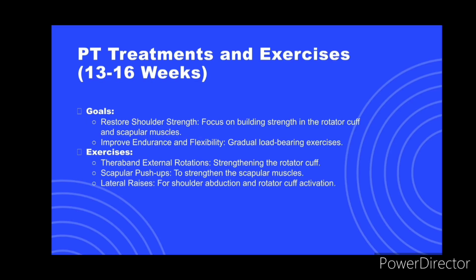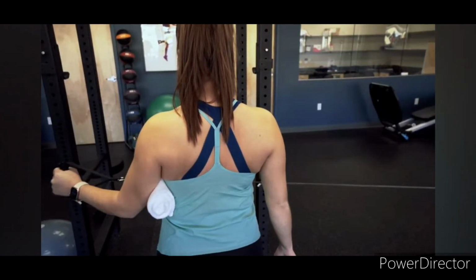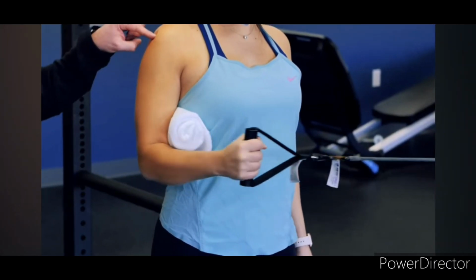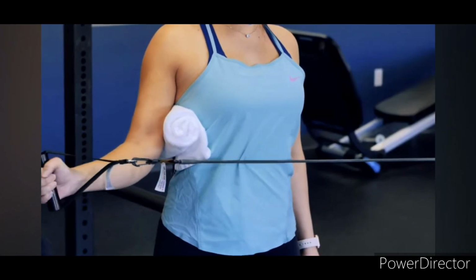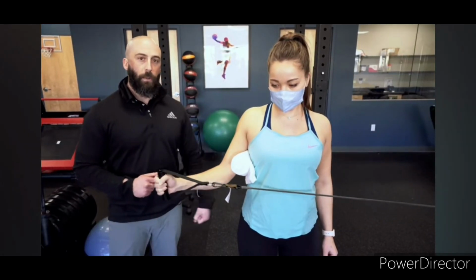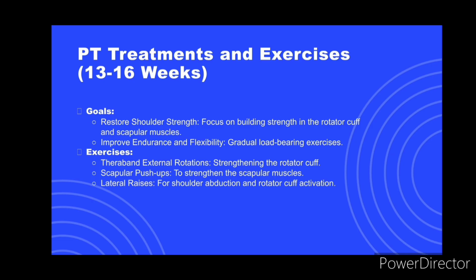PT treatments and exercises, 13 through 16 weeks. Goals: restore shoulder strength. Focus on building strength in the rotator cuff and scapular muscles. Improve endurance and flexibility. Gradual, load-bearing exercises. Exercises: TheraBand external rotations, strengthening the rotator cuff. Scapular push-ups, to strengthen the scapular muscles. Lateral raises, for shoulder abduction and rotator cuff activation.